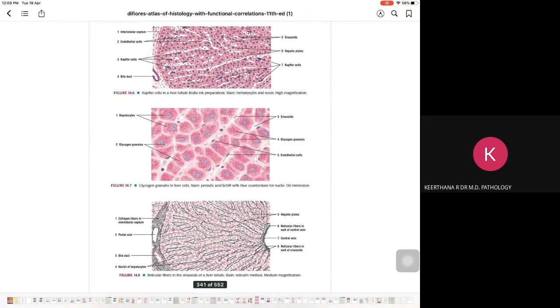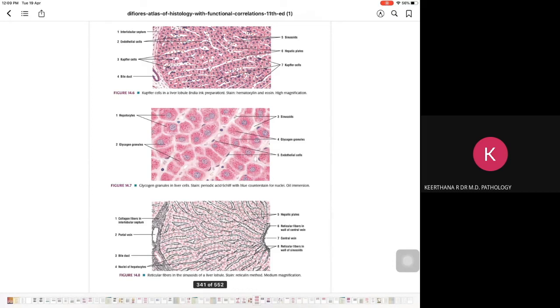Kupffer cells in the liver lobule, India ink preparation. First, interlobular septum, endothelial cells, Kupffer cells, bile duct, sinusoids, hepatic plates, and portal cells. Then glycogen granules in the liver cells, stained with PAS with a blue counterstain of the nuclei, oil immersion, sir. Hepatocytes, glycogen granules, sinusoid, glycogen granules, and endothelial cells.